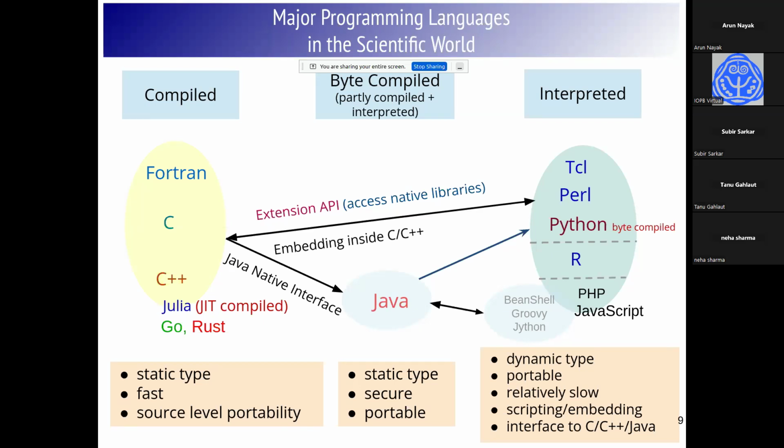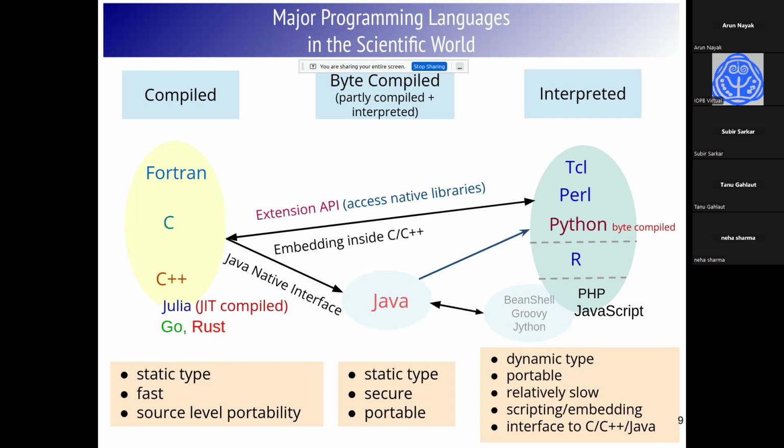In the case of Julia, you will write your program and you will just run it. But in the very beginning, just before it runs, it will compile that code into machine code and then run. So this is something called just-in-time compilation. And there are two more languages, Go and Rust.